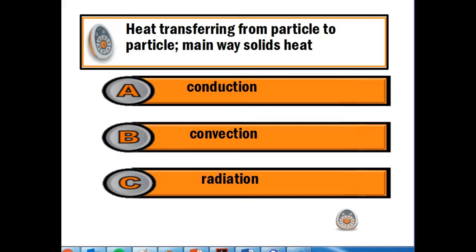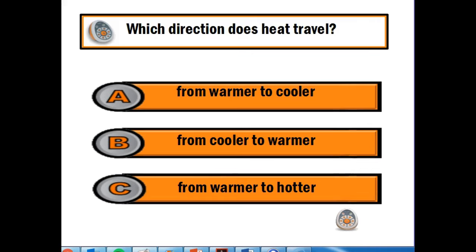bump into their neighbors. Which direction does heat travel? Is it from warmer to cooler, cooler to warmer, or warmer to hotter? Yes, A, warmer to cooler. Remember, our trick was it's trying to cool itself off. That's going to help you keep it straight.